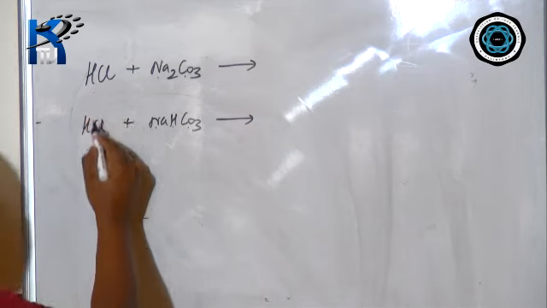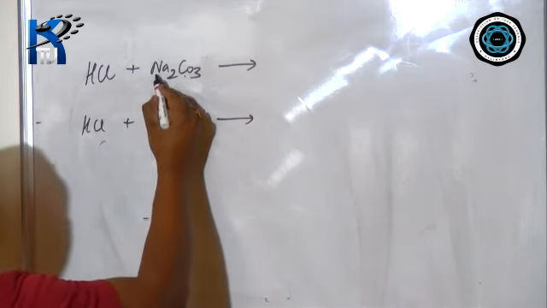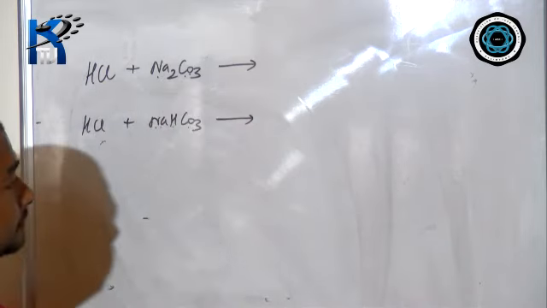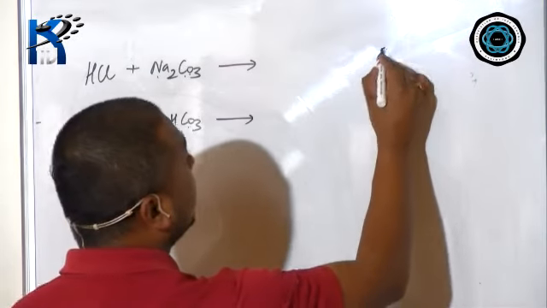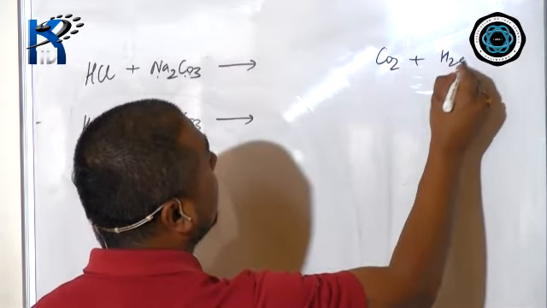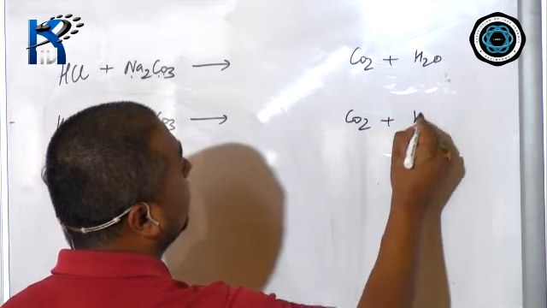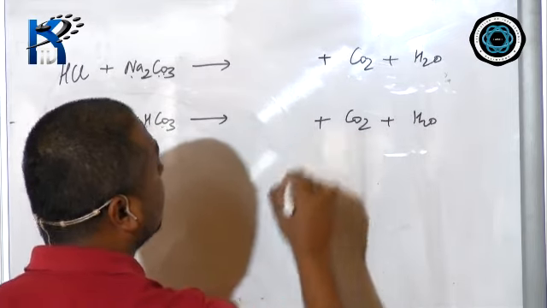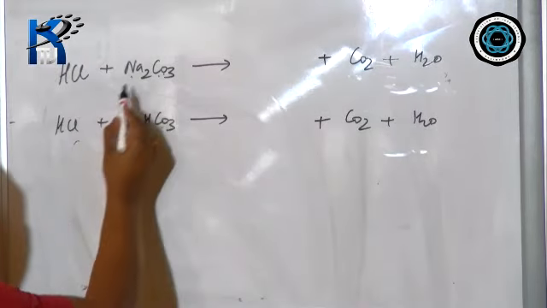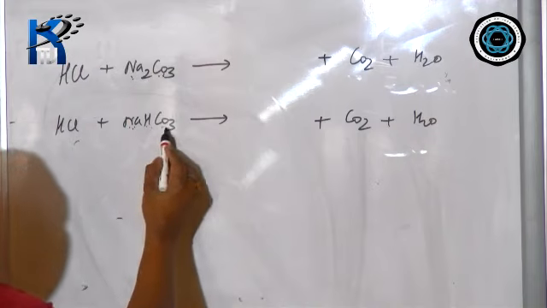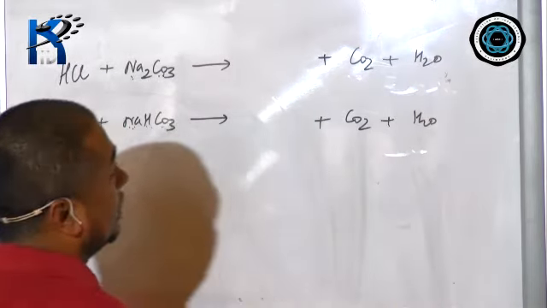Whenever any acid reacts with either metal carbonate or metal bicarbonate, you get carbon dioxide gas and water. The two products are the same. So any acid reacting with either metal carbonate or metal bicarbonate gives carbon dioxide and water.